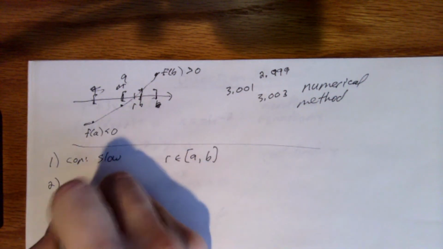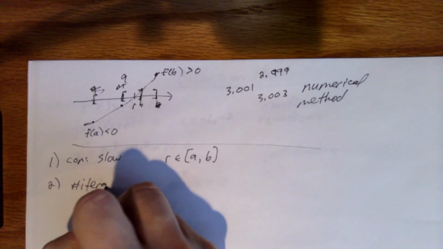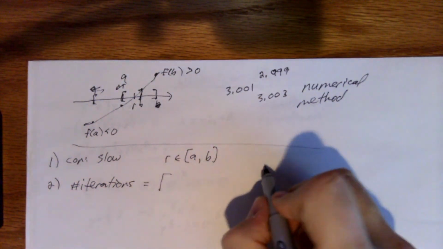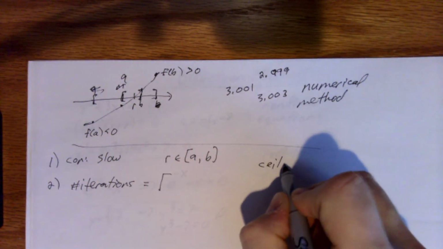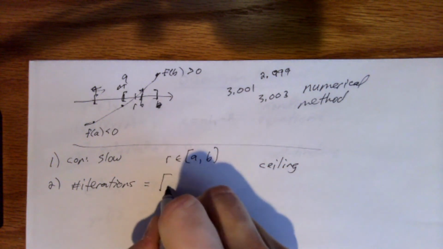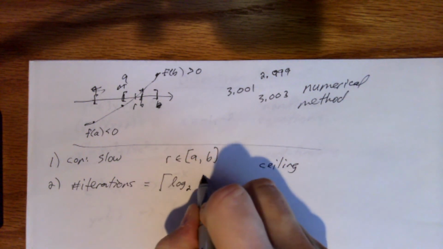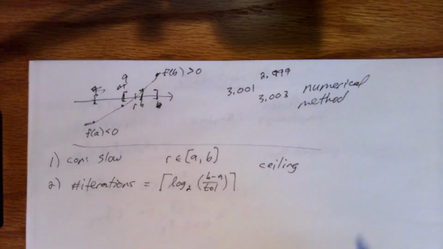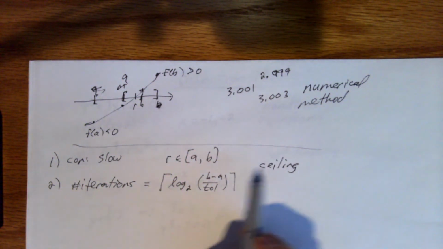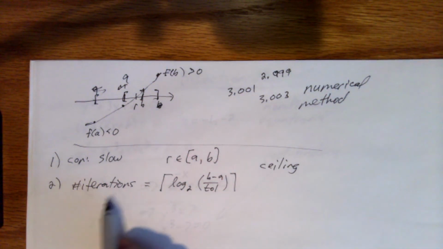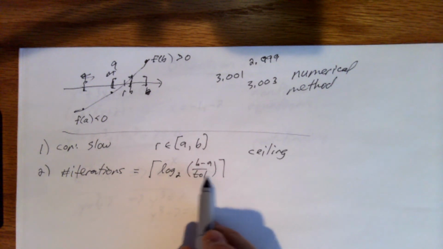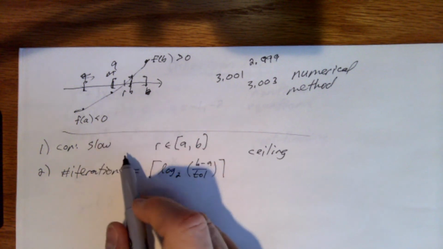Another one is that the number of iterations is equal to the ceiling. Sorry, I speak fluent Texan, so you may have thought I said something else, but the ceiling function here of log base 2 of b minus a over your tolerance level. Okay, so this will let you decide in advance how many iterations you're going to run. If you make your tolerance level better in the sense that it's even smaller, the number of iterations will go up.